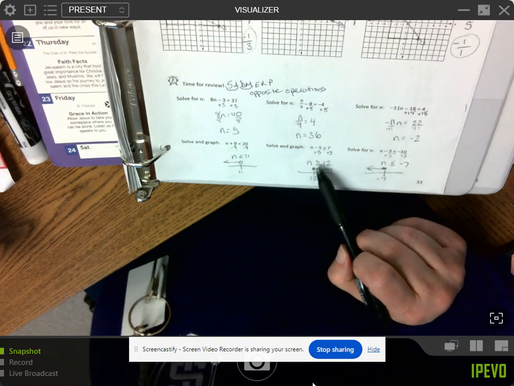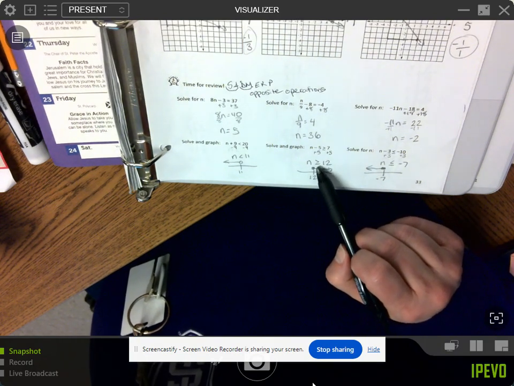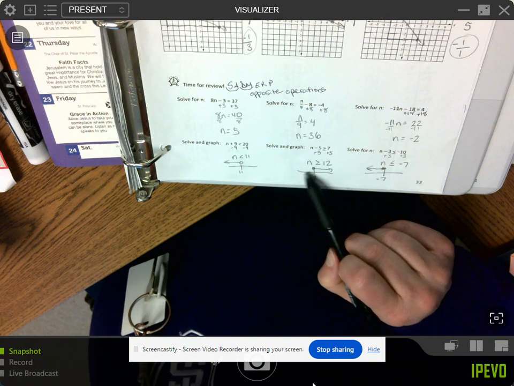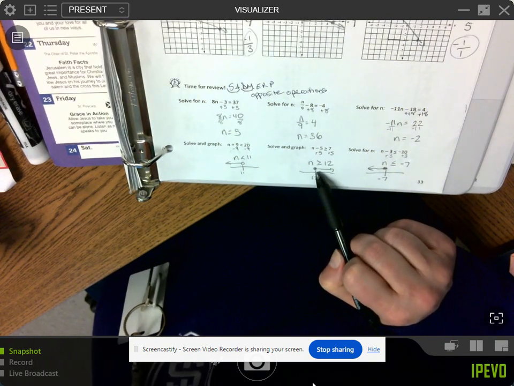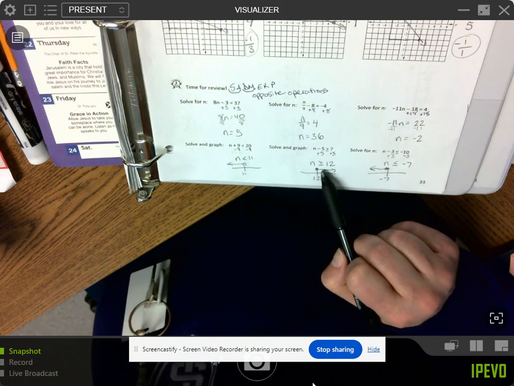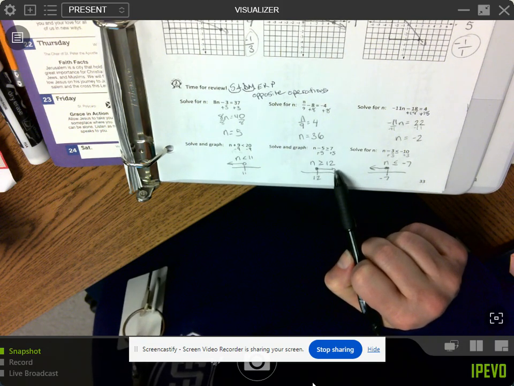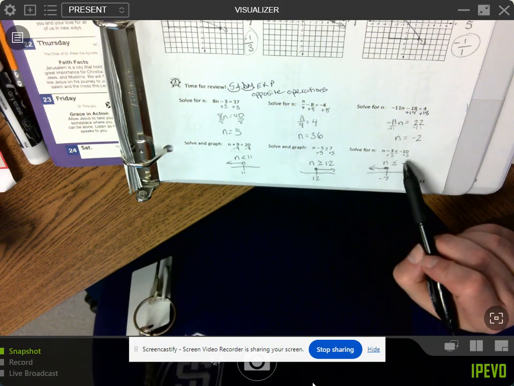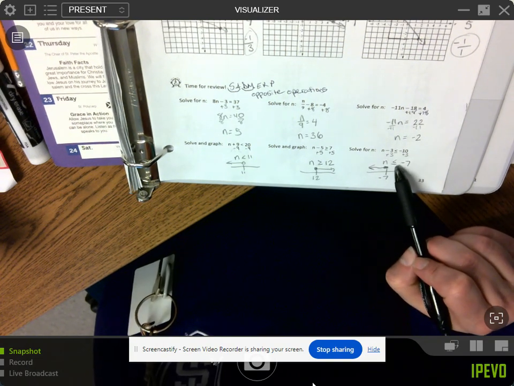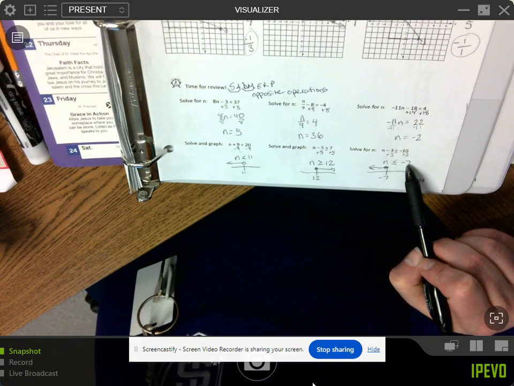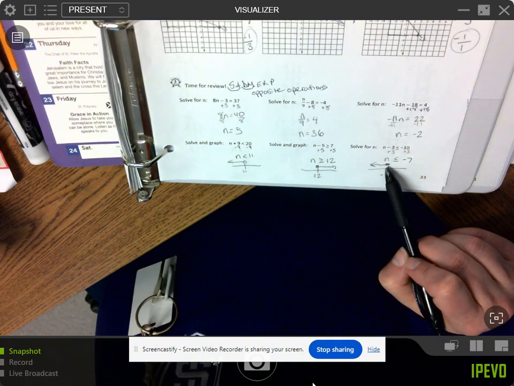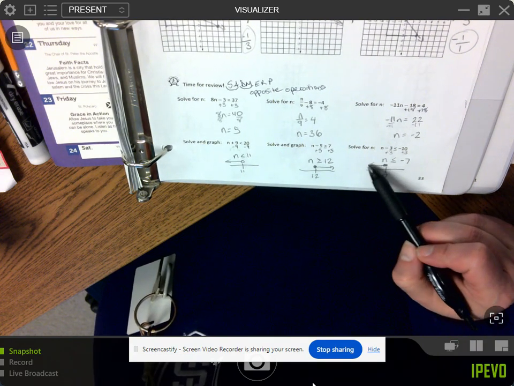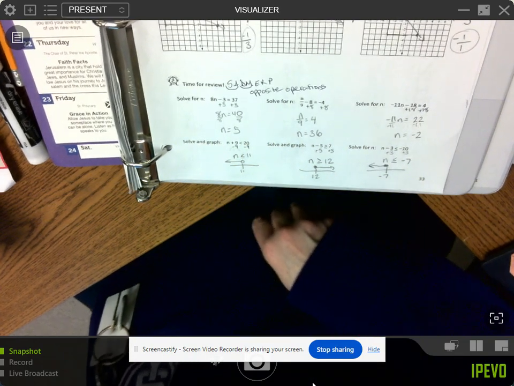Here it's n is greater than or equal to 12. So on my number line, I put 12. I put a closed circle because it's equal to, and I go to the right because it's greater than. And the last one, n is less than or equal to negative 7. So negative 7 on my number line, it's equal to, so it's a closed circle, to the left because it's less than.